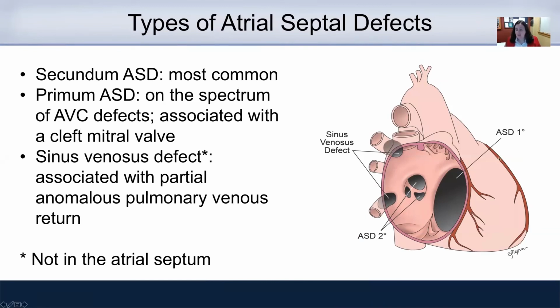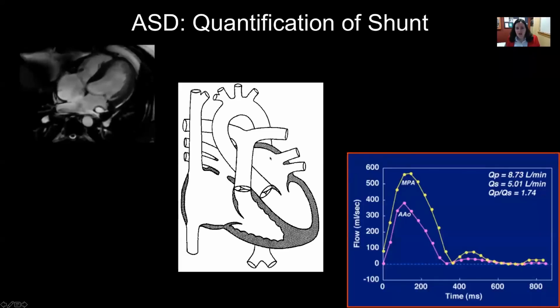Less common defects are shown here, a primum defect. This is the one that almost always involves a cleft in the mitral valve. Or even rarer, the sinus venosus defect, which is almost always associated with partial anomalous pulmonary venous return. But this is not a true defect in the atrial septum. It's very posterior.